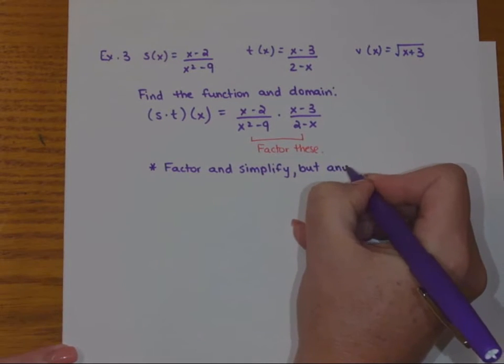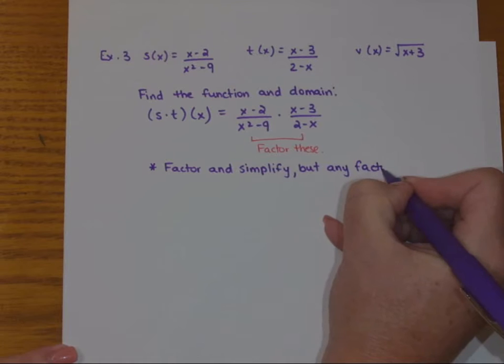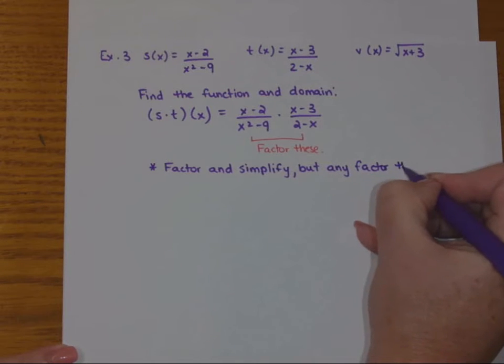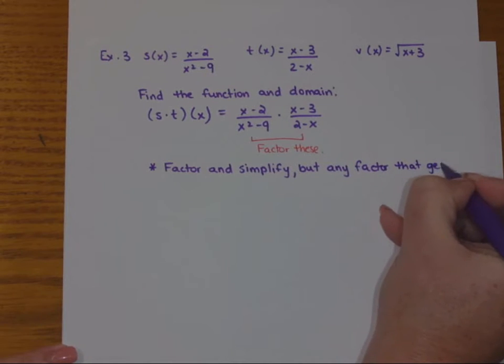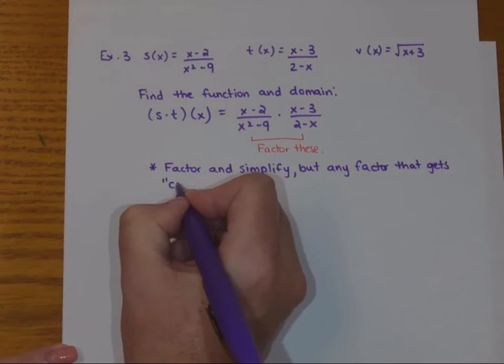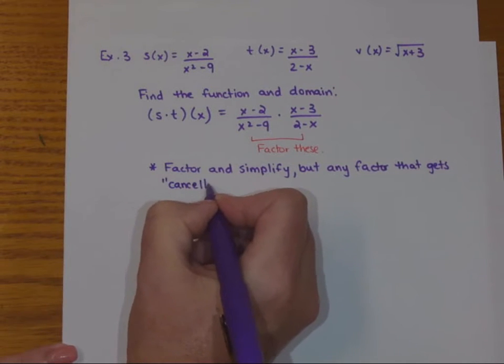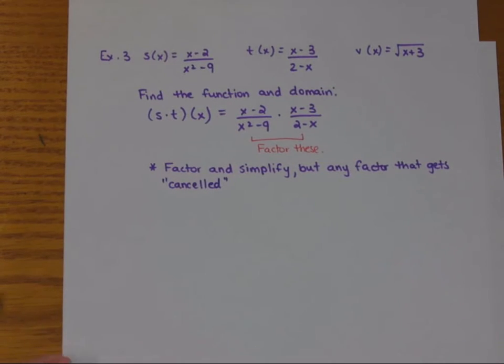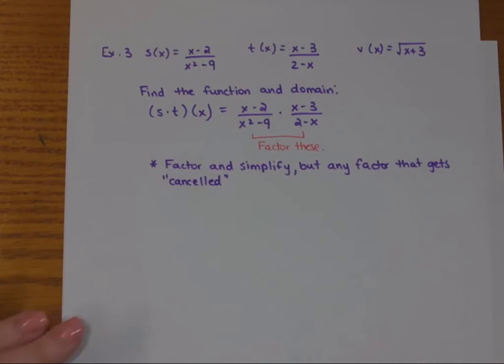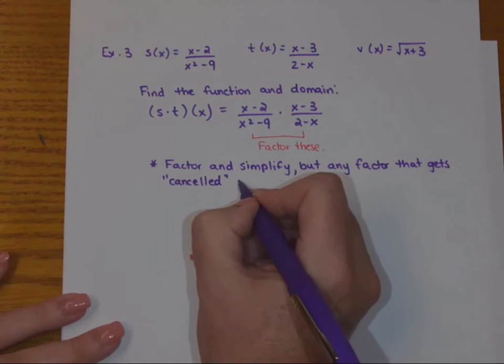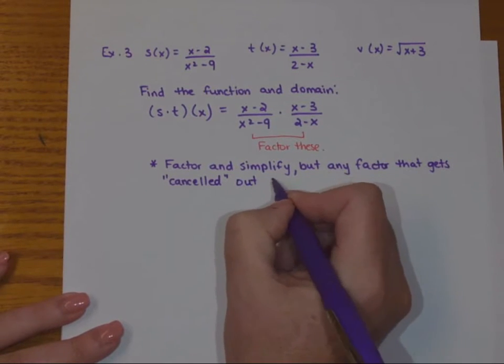But any factor that is canceled out is still an issue with the domain. So I'm going to use quotation marks here because they're being canceled in the sense that we're going to get a simpler equation, but they're still affecting the domain, so they're not really gone.